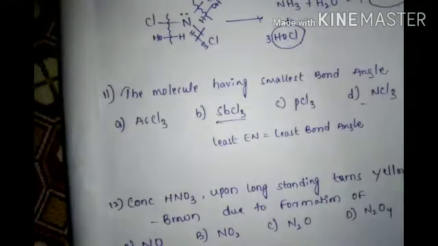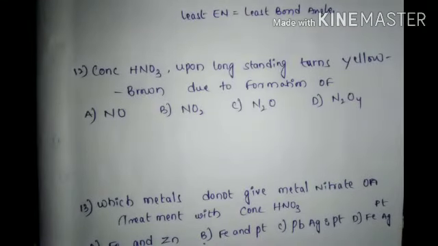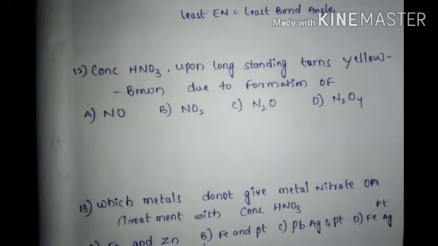Very, very important. Remember it. Concentrated HNO3 upon long standing turns yellow brown due to formation of what? If you keep concentrated nitric acid in one place for 2-3 years, it turns yellow brown in color. Due to formation of what?